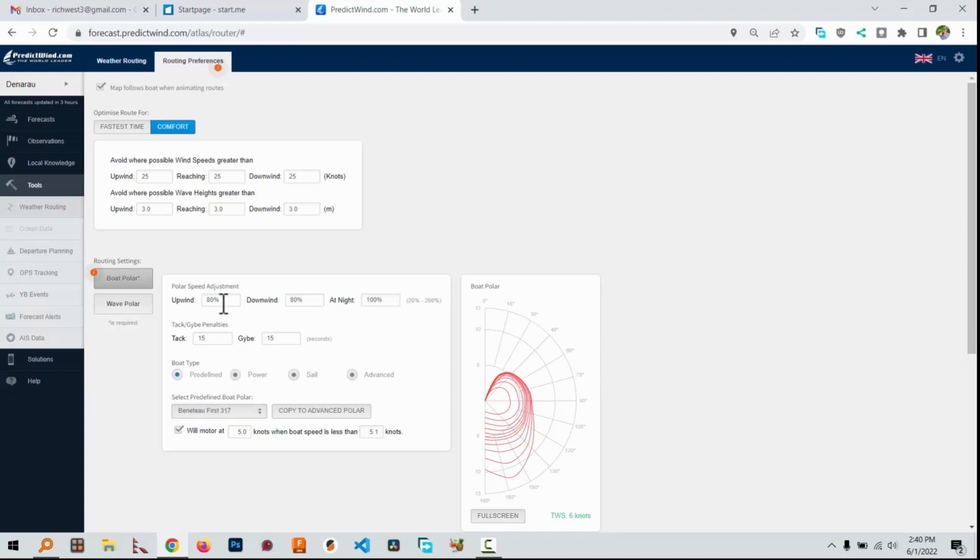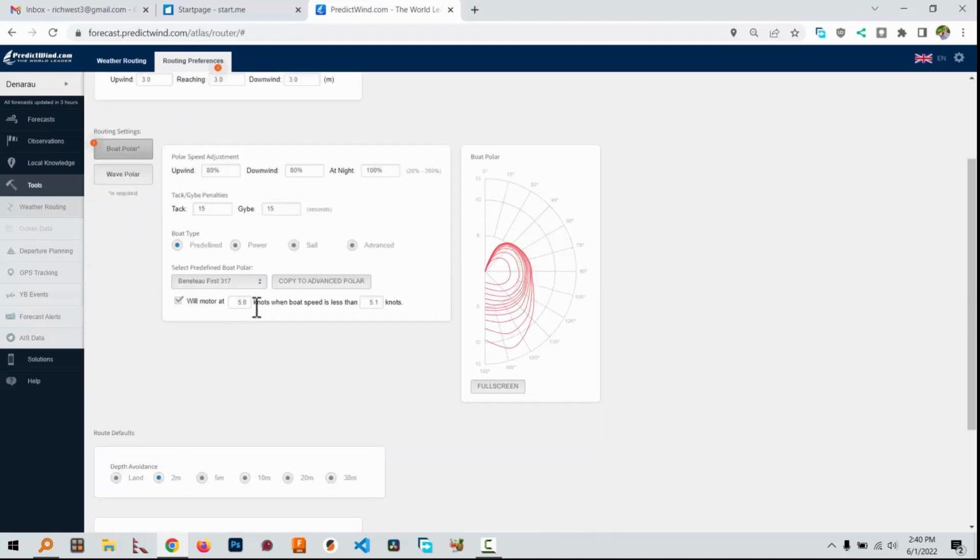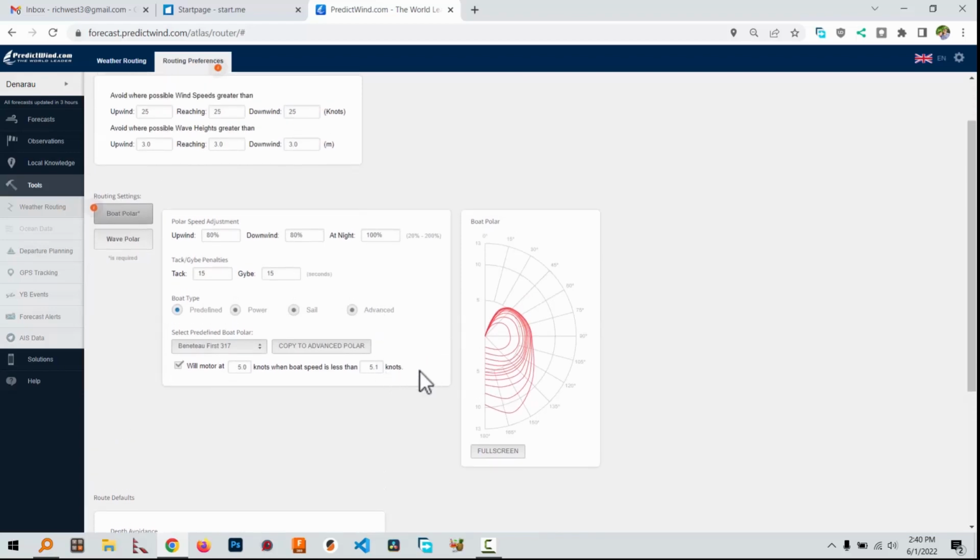And I derate that Beneteau by 80% upwind and downwind. I don't have any different derating at night. I guess that's a neat feature. And you can actually see the performance polars over here. So it's important that you get the polars right. And we've also said that we're willing to motor at 5 knots if our boat speed drops to less than 5.1. That's a decision you have to make for your own boat.